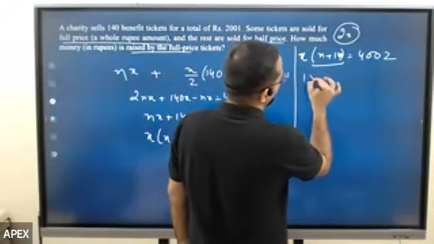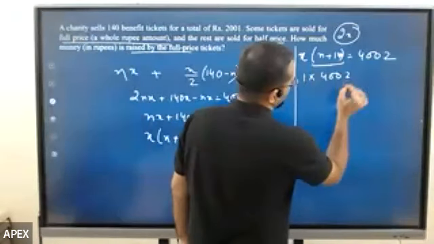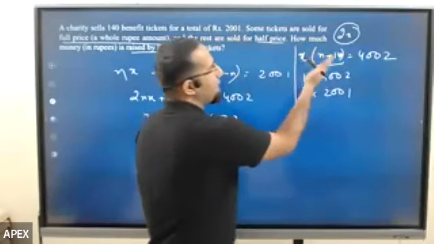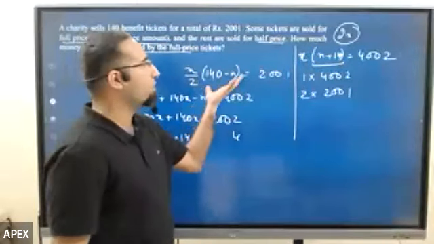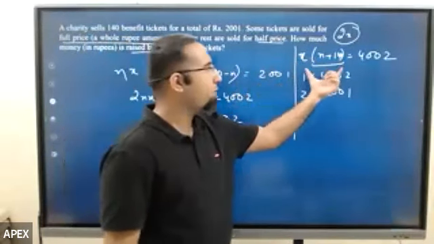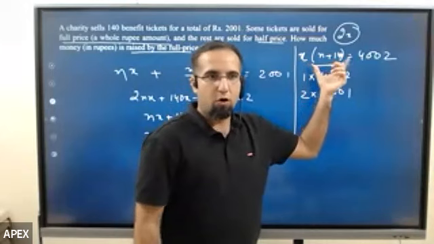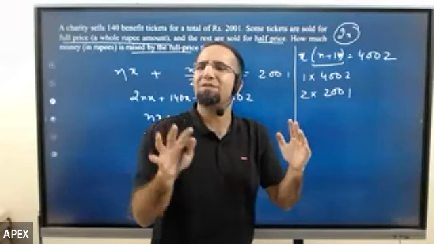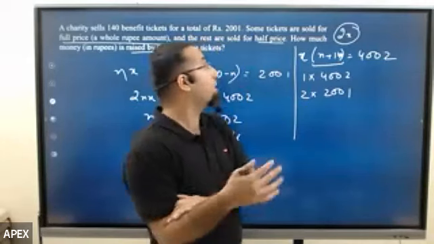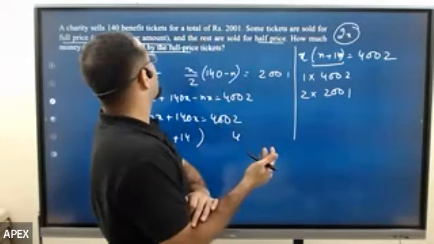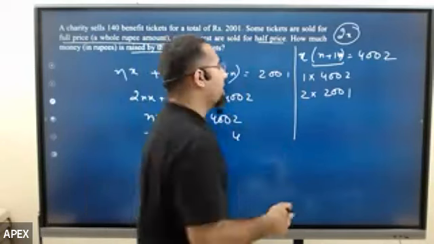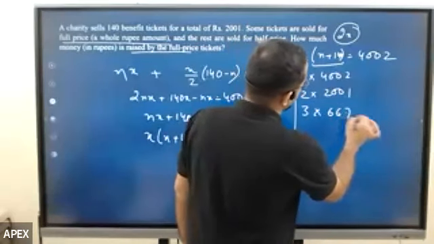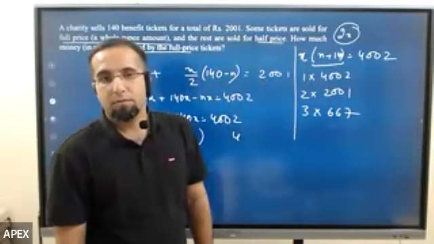Clear? Right? So if I go ahead on these lines, 1 into 4002, or I get 2 into 2001, very big numbers, because again, n can be maximum 140. This value can be maximum 280. Out of 140, n tickets, remaining are 140 minus n tickets. So value of n can be maximum 139, not even 140. Clear? Right? So this is a multiple of 3. Then I can go with 3 into 667.